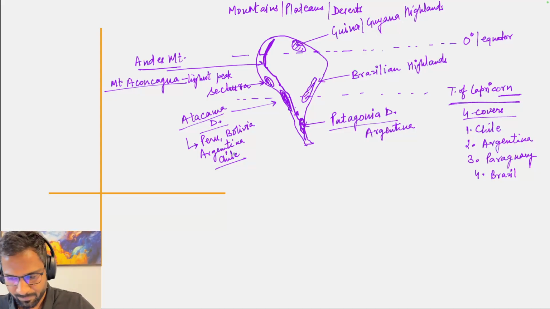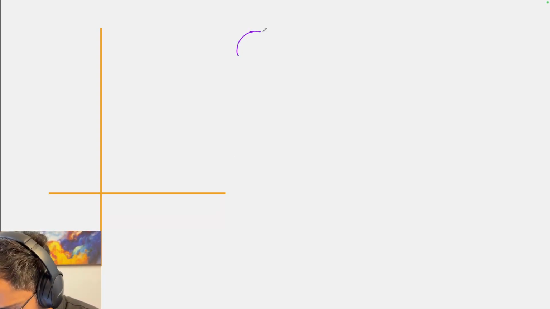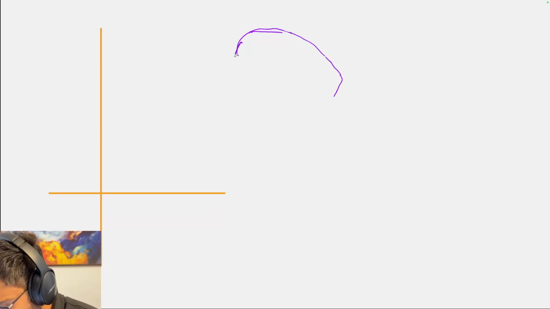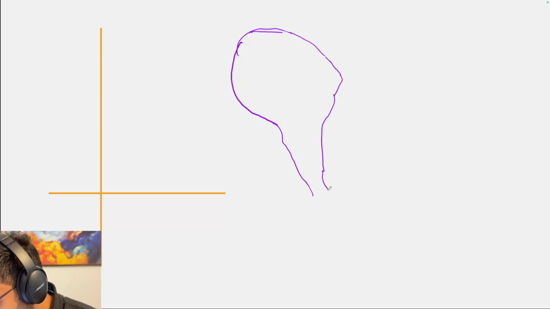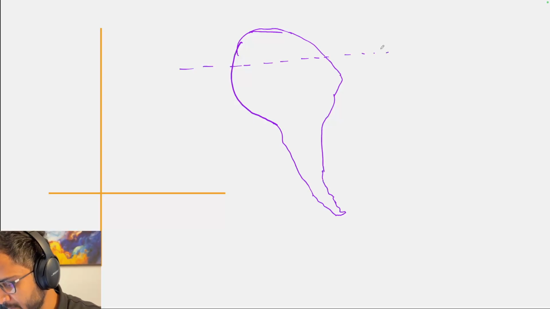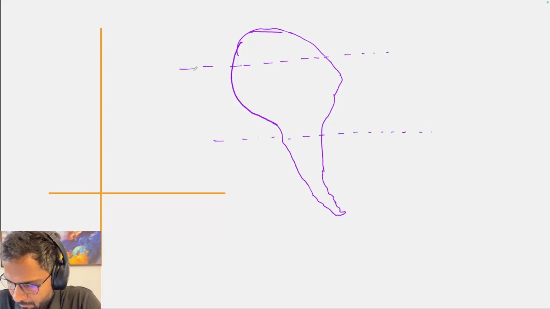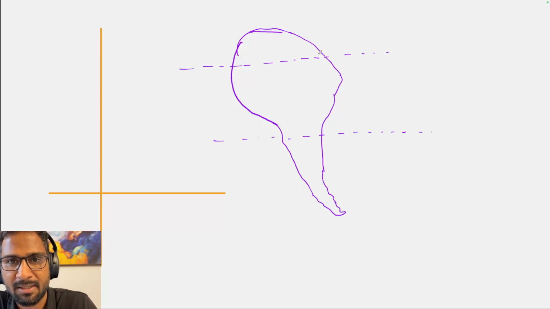Now let's look at the rivers and lakes of South America. So this is equator and this is Tropic of Capricorn. So first let's figure out the lakes. We'll talk about two important lakes of South America.